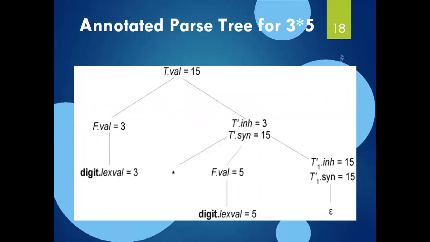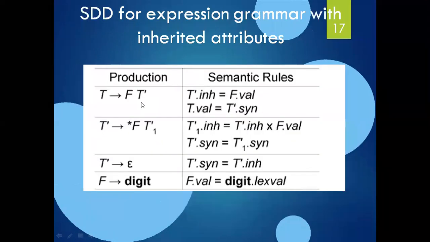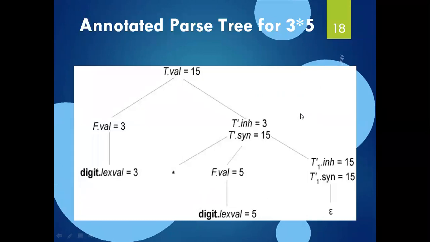These are the semantic rules: F dot val, T dash dot inherited, and T dash dot synthesized. All these are from the semantic rules, not from the direct productions. After writing the semantic rules for the productions, we consider these rules to represent an annotated parse tree. And this is the representation of the annotated parse tree for 3 into 5.